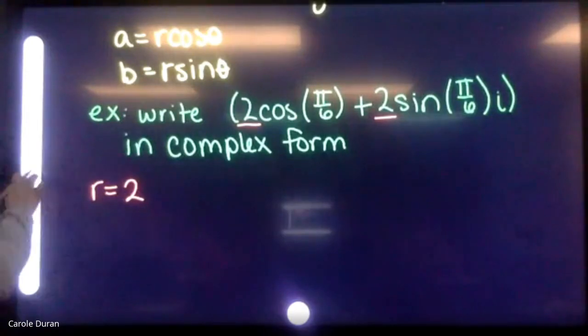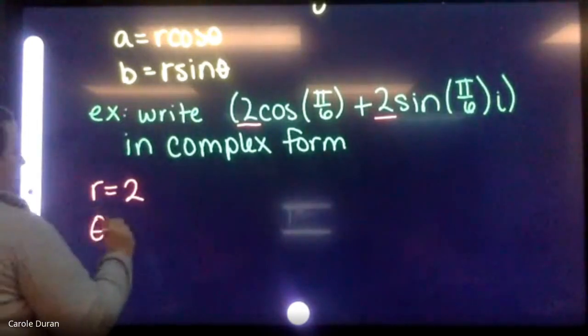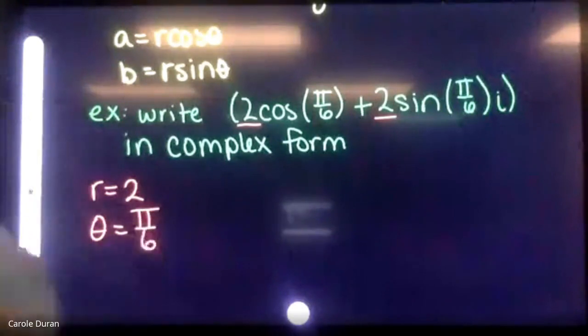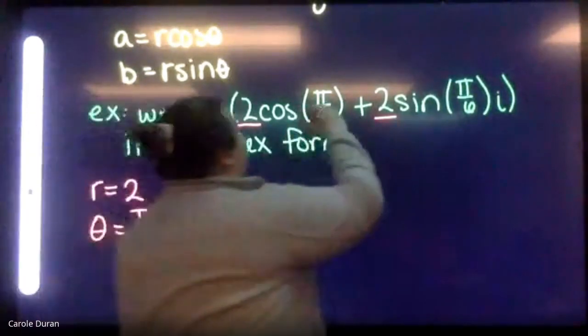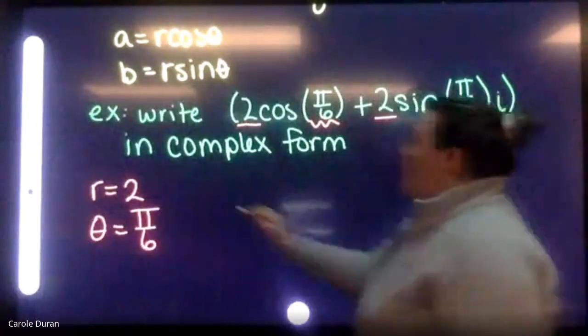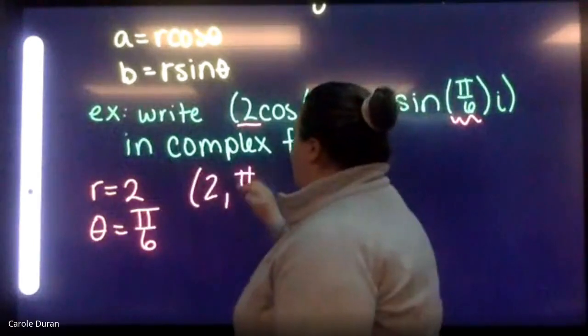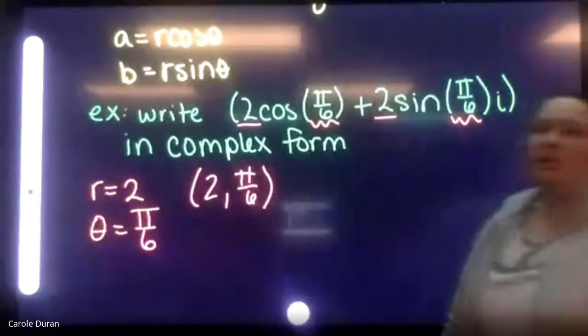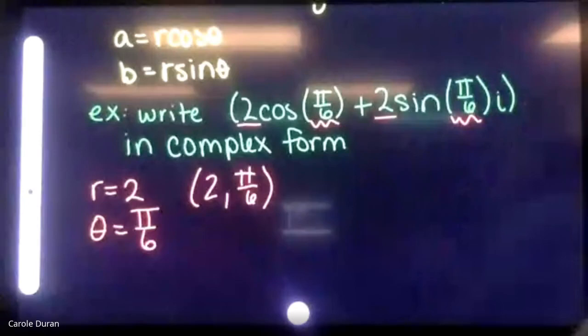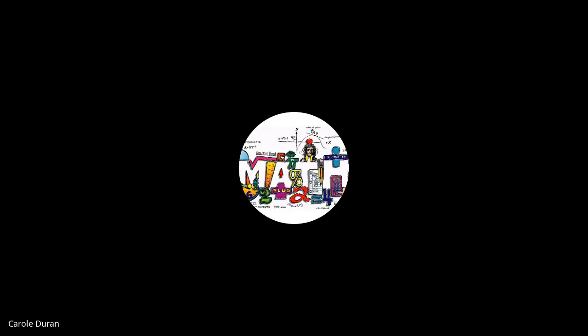Pi over 6. Look at that. We just pulled it right out of the problem. So this is no different than if I had been given the polar form or polar coordinate 2, pi over 6. They mean the same thing. This is just a different form of that point. So now what it's asking us to do is to transform this into a normal rectangular complex number.